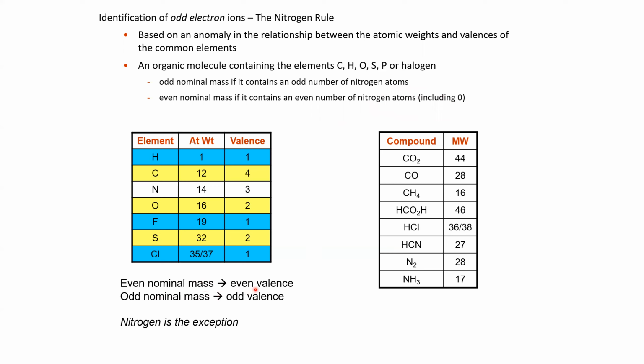So even nominal mass gives an even valence. An odd nominal mass will give an odd valence. Here we're looking at the number of nitrogen atoms that are contained. We have one nitrogen atom here, which is an odd number, which means that we should have an odd nominal mass, and we do. Here we have N2, so we have an even number of nitrogens, so we should have an even nominal mass. The last one again is 1, so that's odd, which gives us an odd nominal mass. Here we also have 0 nitrogens, which according to the nitrogen rule means we will have an even nominal mass. Indeed, that's true. Nitrogen is the exception to itself.